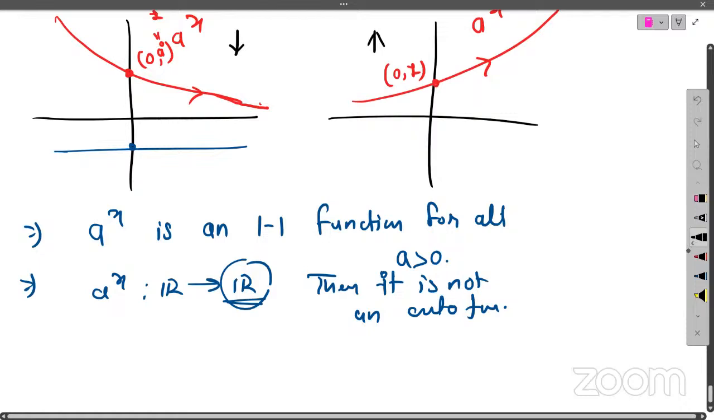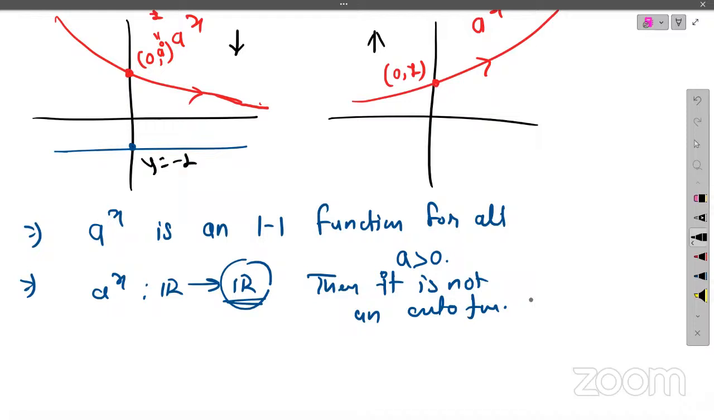Onto means for every y value, we should get an x value. So suppose you take y equal to -1. Then we don't have an x value which maps e to the power x to y equal to -1, right? That's why it's not a bijective function. But when we define the log function, we restrict this function over the positive real numbers. Then since it is 1-1 and onto both, it's a bijective function, and we define the log function to be the inverse of this function.